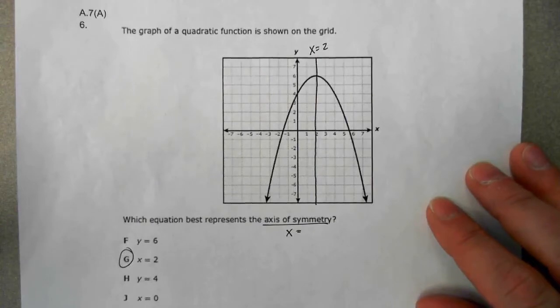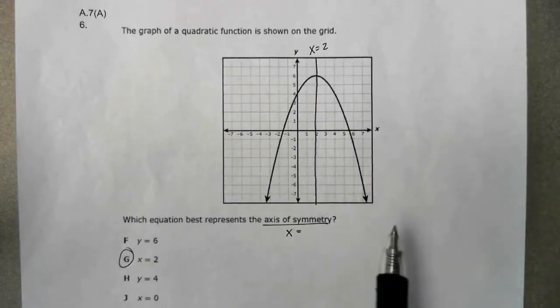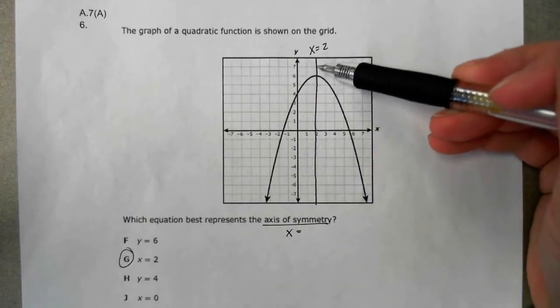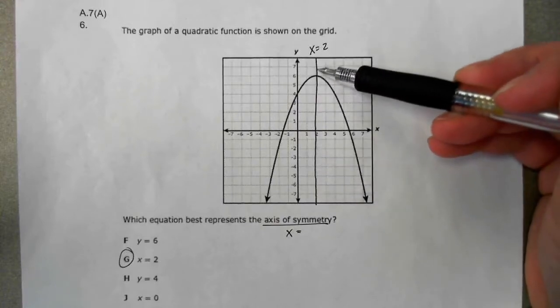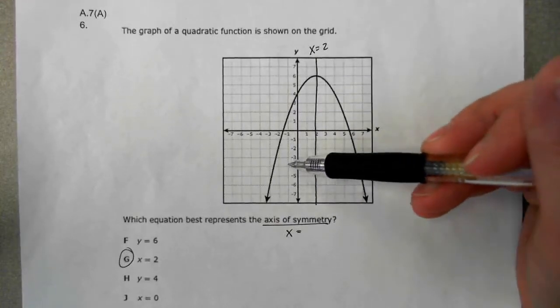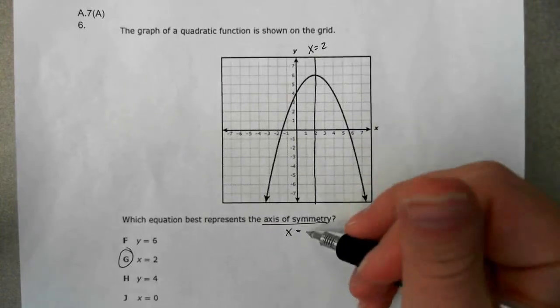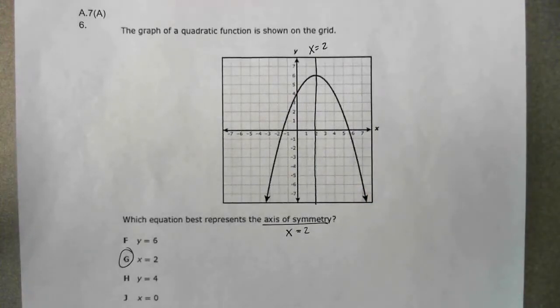Number 6, you're trying to find which equation represents the axis of symmetry. Now remember, the axis of symmetry is cutting that parabola right in half. So you take your vertex, your highest point, and cut it right in half. So the left side should look like the right side. So the axis of symmetry would be x equals 2.